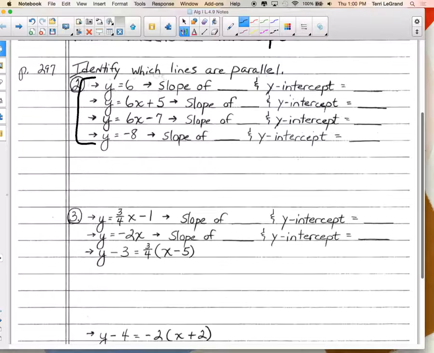So we're going to identify the slope and the y-intercept for each of these. What's the slope of the first one? Y equals 6. What's its slope? 0. When there are no x's, that means 0 times x, the x's were washed out. They were cleaned out. What's the y-intercept? 6. It's going to cross the y-axis at 6. What kind of a line do we have here?